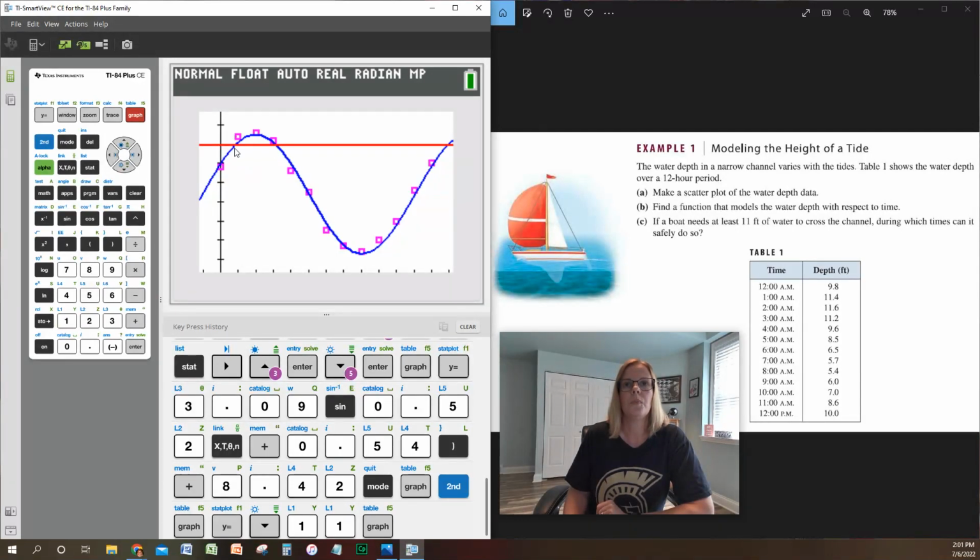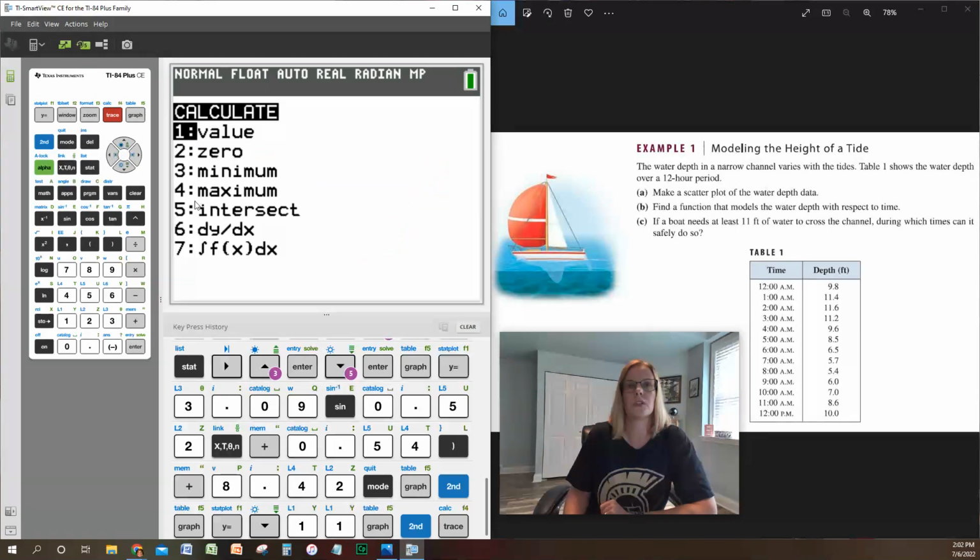And now we have 2 points of intersection where the exact time will be when the height of the water is 11 feet, or the depth of the water is 11 feet, okay? So now we're going to review something that we've been doing all semester, is how to find the point of intersection, okay? So we're going to go to second, calc, and we're going to do option 5.